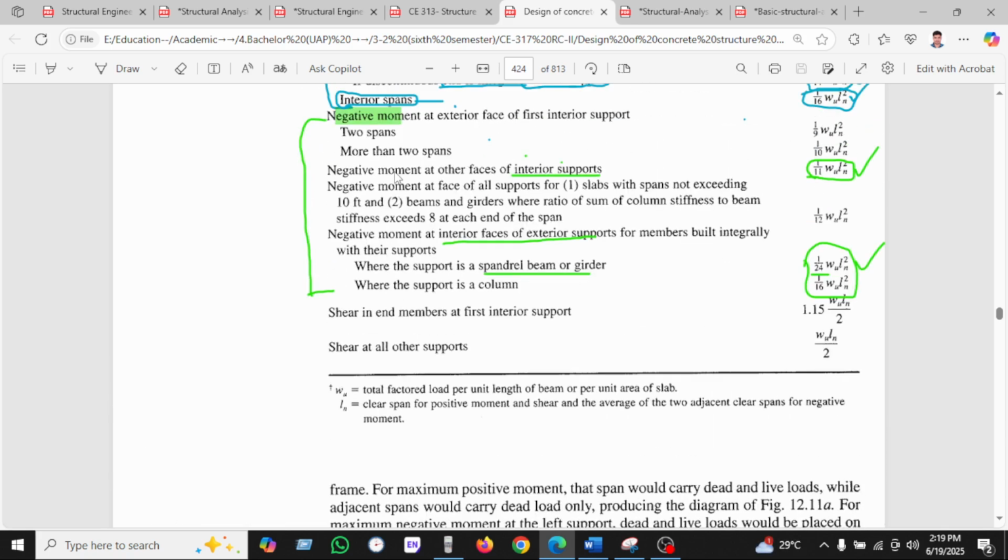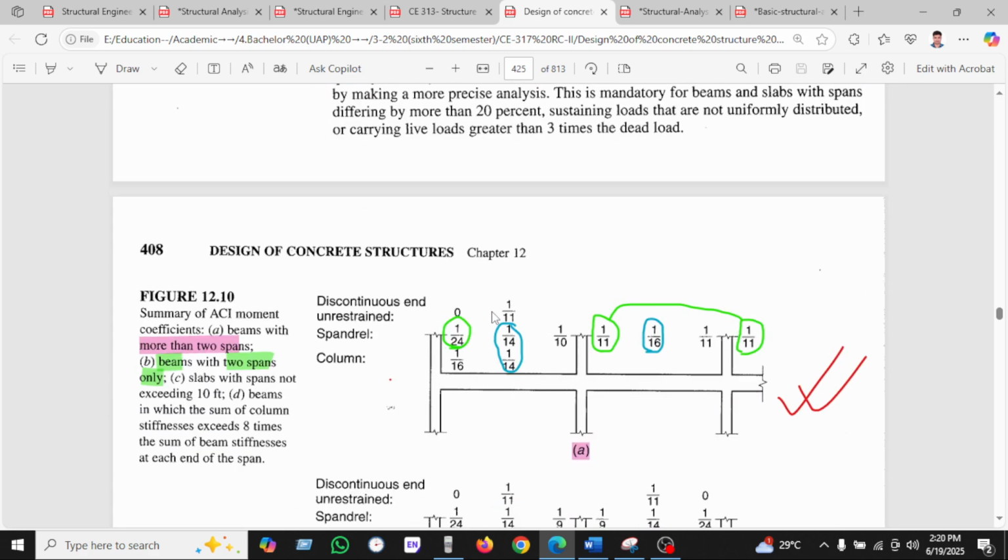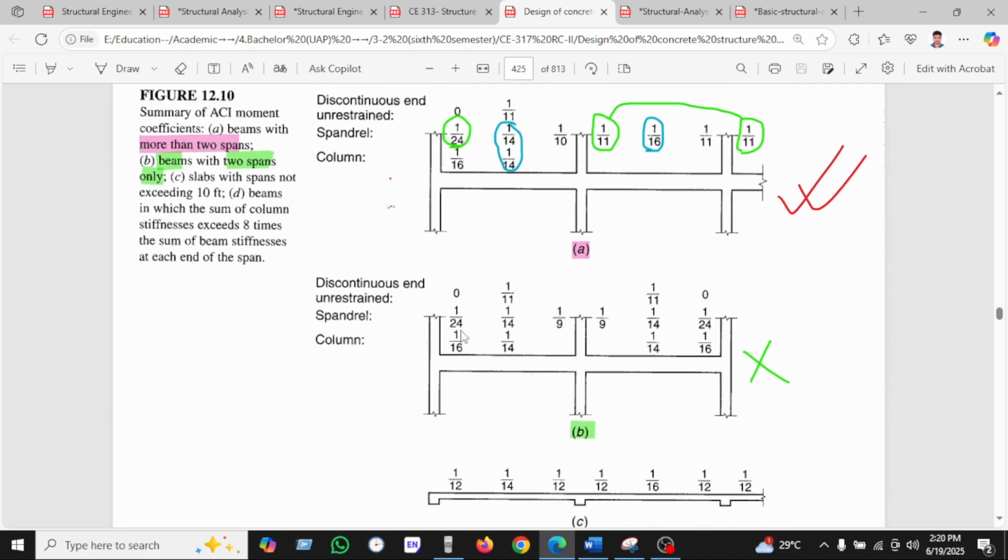1 by 11 is for the negative moment on the other face of the interior support. We have also shown the negative moment on the interior face of the exterior support. If it is built integral with the support, a spandrel with girder, it will be 1 by 24 WL square. These are the ACI moment coefficients, taken from here.